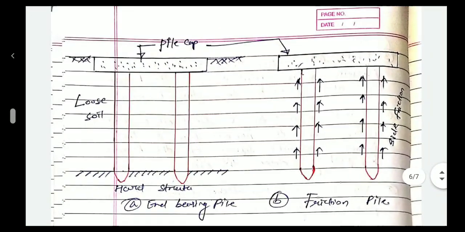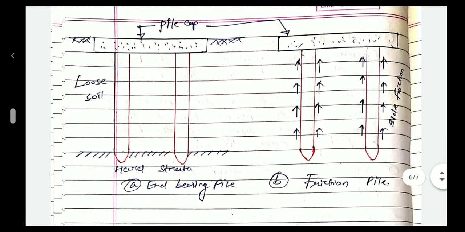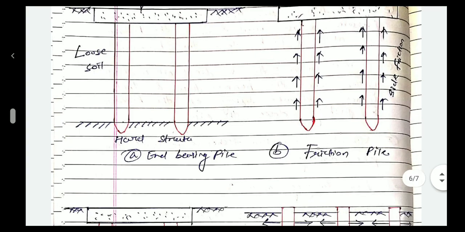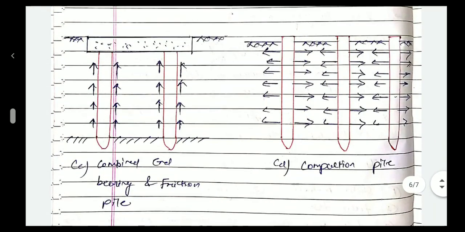Here you can see in the figure, that is an end bearing pile, where the hard bearing strata is in contact with the pile point. In a friction pile, the load is transferred by skin friction or side friction. Then in the third diagram it is a combined end bearing and friction pile. It transfers the load with the help of both end bearing and friction. And a compaction pile is used to compact the loose soil.